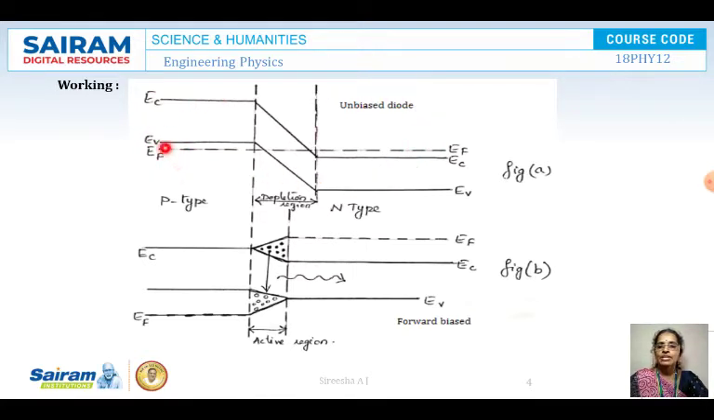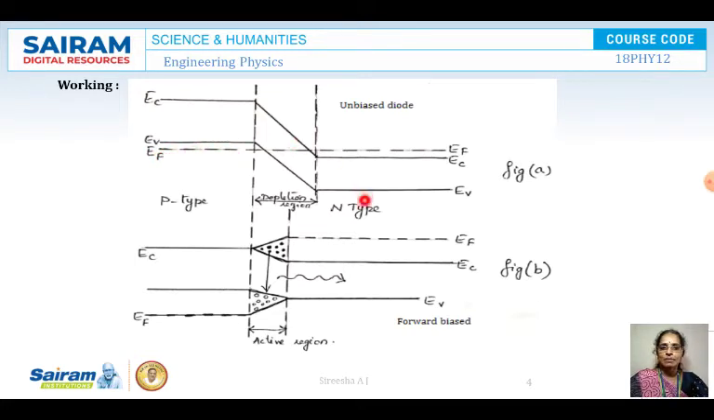You can see the uppermost level of the valence band and the bottommost level of the conduction band for a p-type. We know that in a p-type semiconductor there is an excess of holes in the valence band. So the Fermi energy level is just below the uppermost part of the valence band. So EF is lying in the valence band, just below the upper layer of the valence band here. In p-type the majority charge carriers are holes, so the Fermi energy lies in the valence band.